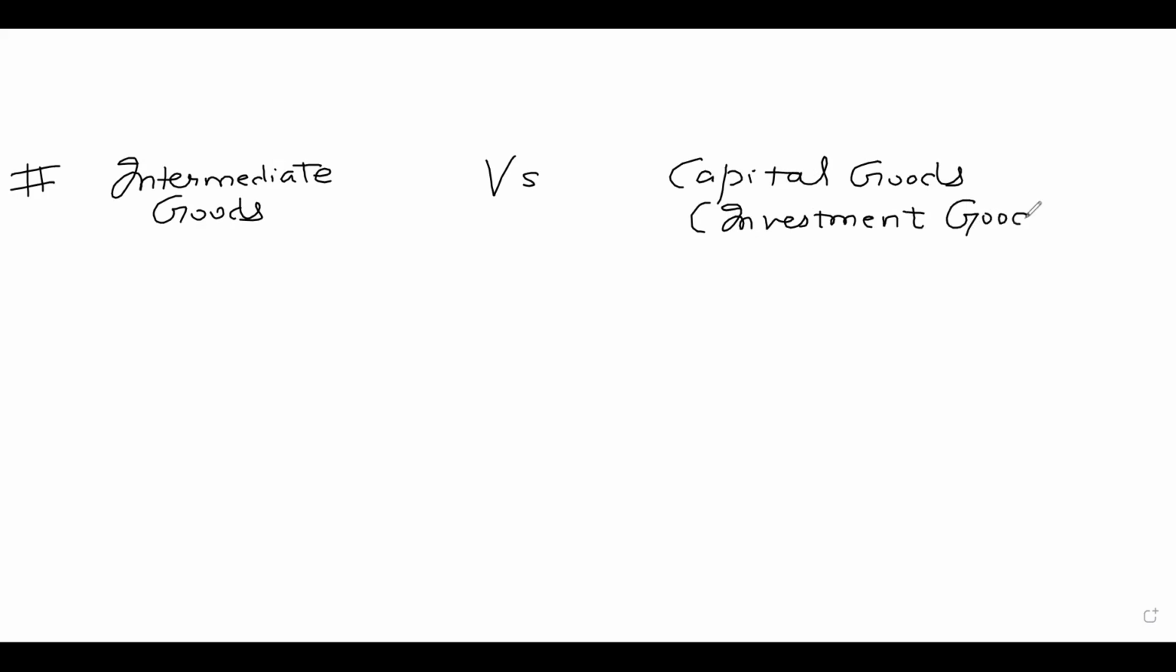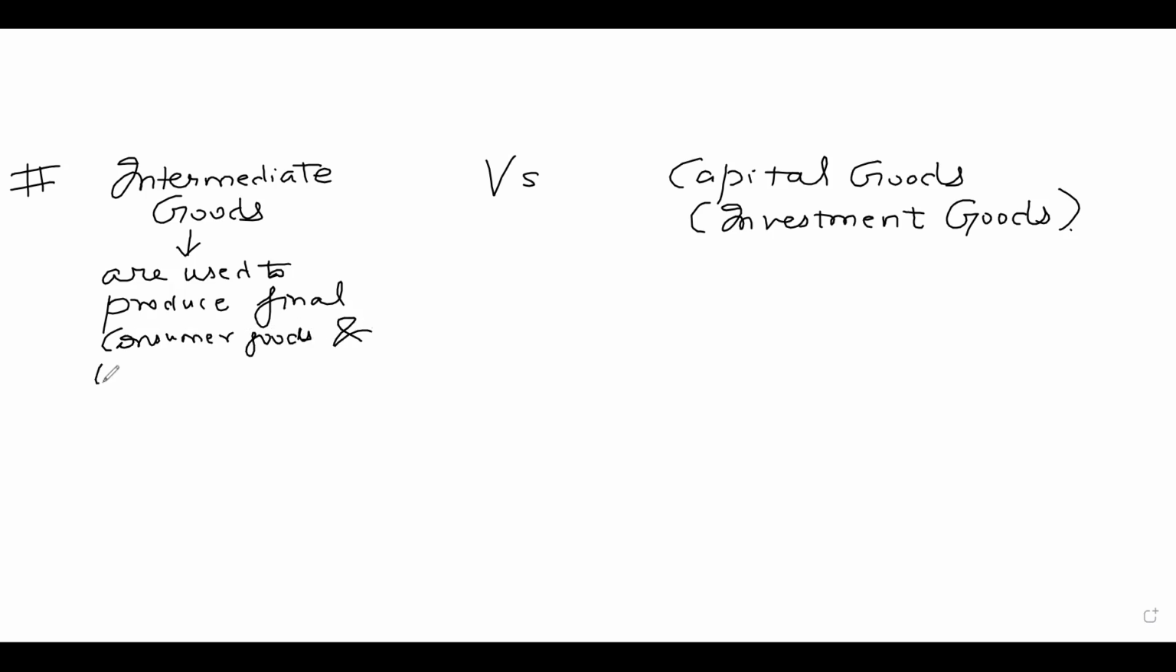Capital goods are also called investment goods. Intermediate goods are used to produce final consumer goods, and they lose their existence in the production process.